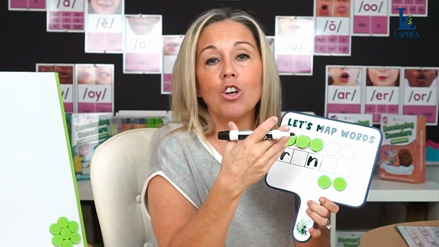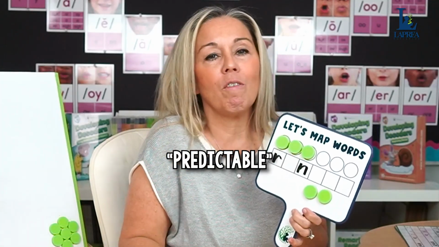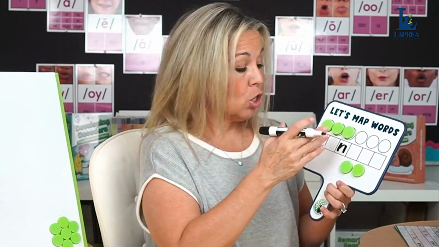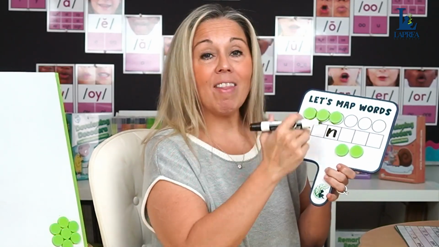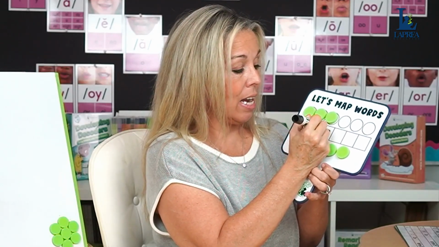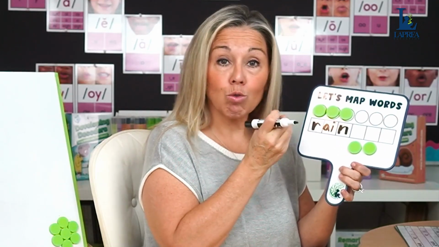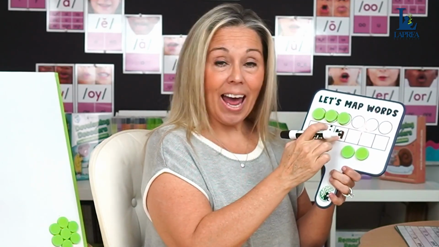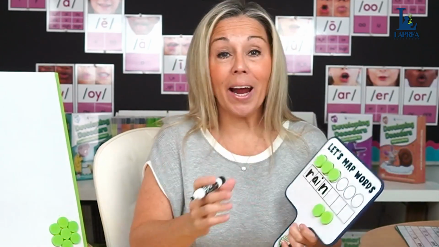Now, what we need to know is that this vowel team in the middle is a predictable vowel team because it does represent the long A sound. So what we're going to do is we have R, A, N, and that middle A sound is made with an AI vowel team. So we mapped the R to R, the AI to A, and the N to N. And that's how you map the word rain.